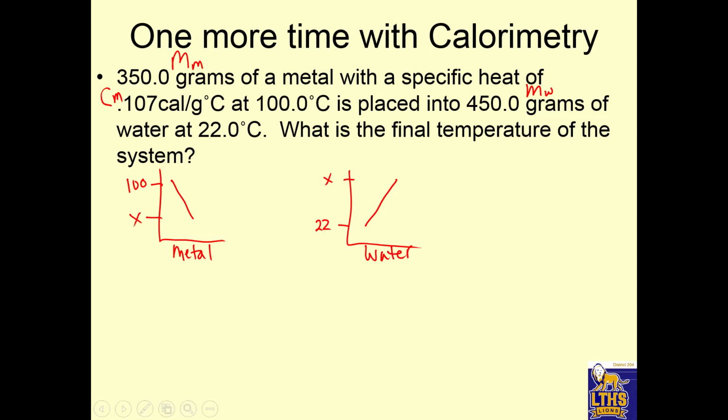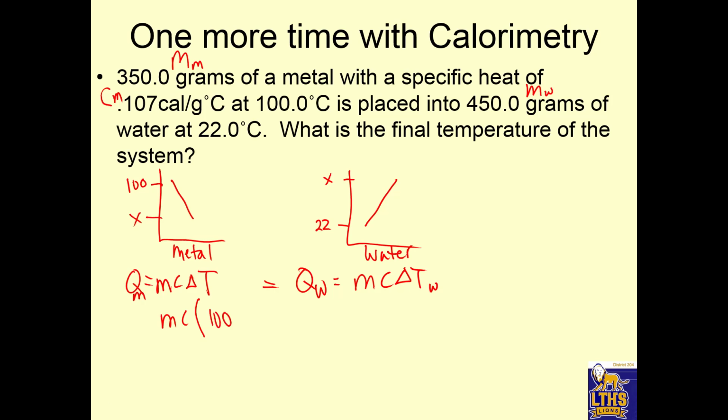Okay, so heat from here equals heat from there. So Q equals MC delta T, and that Q of the metal is equal to the MC delta T of the water. But in this case, we're going to set them equal, but we have to figure out the delta T part. So we have MC, let's do the temperature change. The metal goes from 100 degrees down to X.